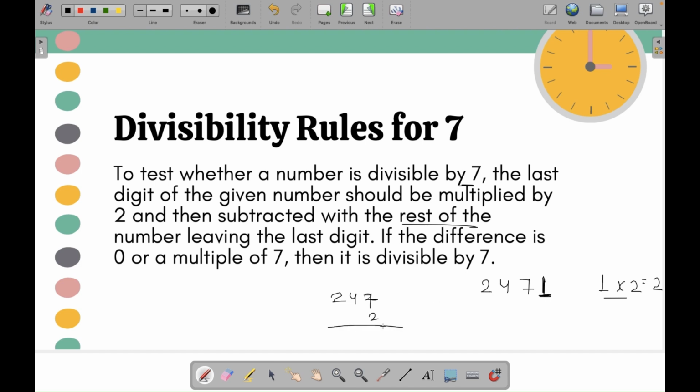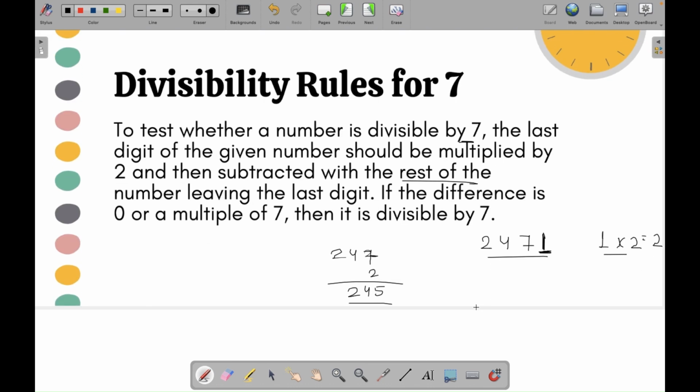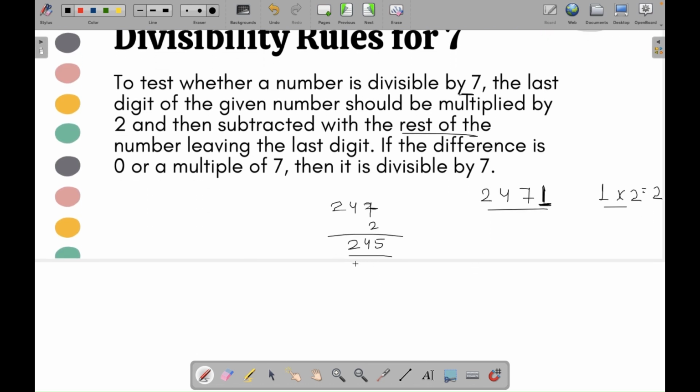We subtract 2 from this, and we get 245, right? And then we just divide this by 7. If this is divisible by 7, that means 7 is a factor of this number. Okay. If we don't want to divide this by 7, we can again do the same process.